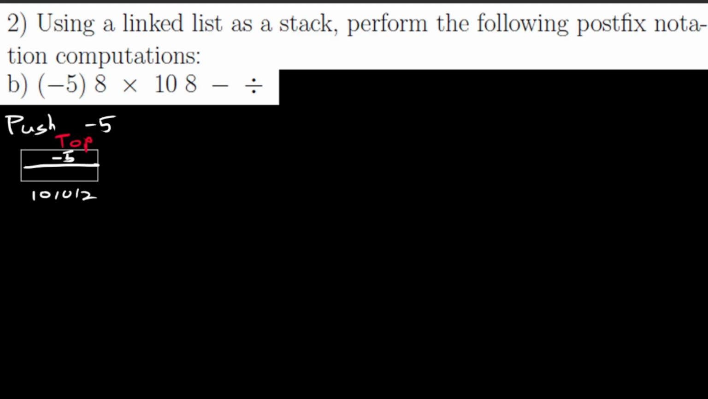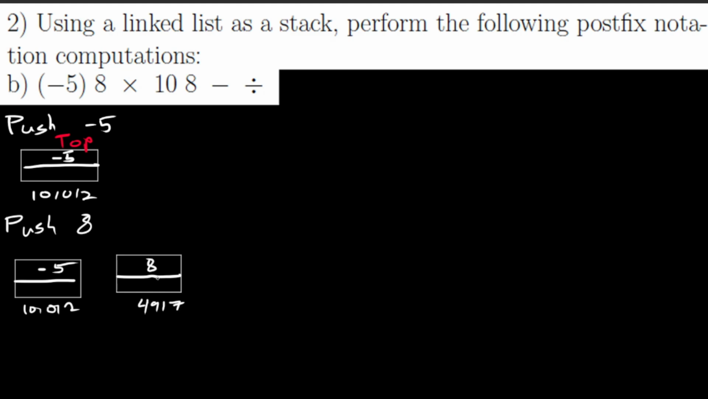And this is the top of the stack. Next up, we're going to push 8, right? That's our next input. So we're going to push 8 onto the stack. Okay, and to link it into the stack, we need to put a pointer to the memory address of the top, which was negative 5. So our memory address is 101012. So now this is linked into our stack, and we can call what we just added our new top.